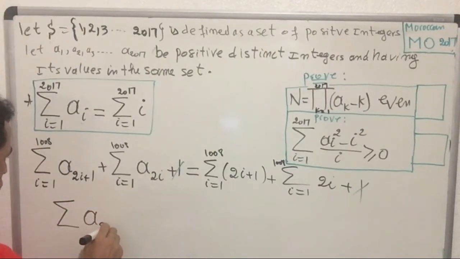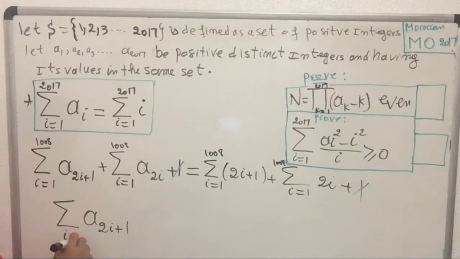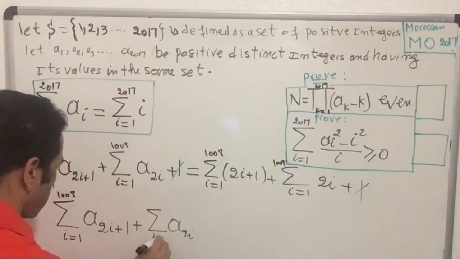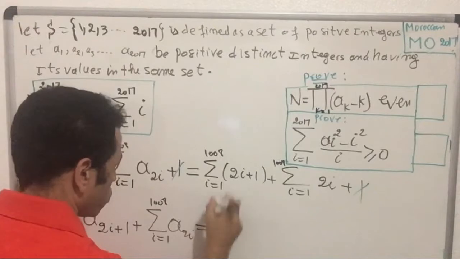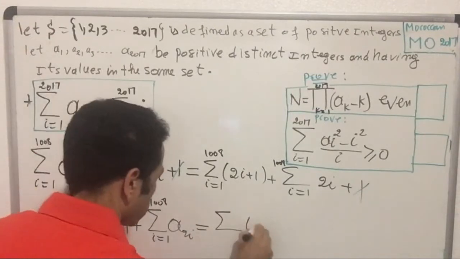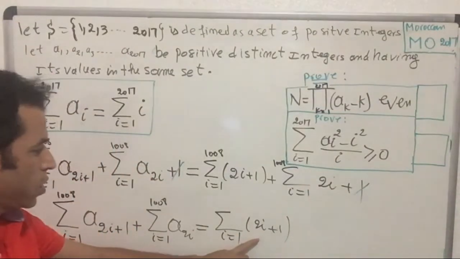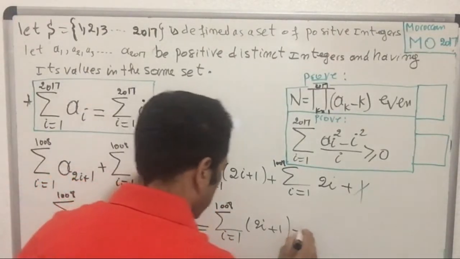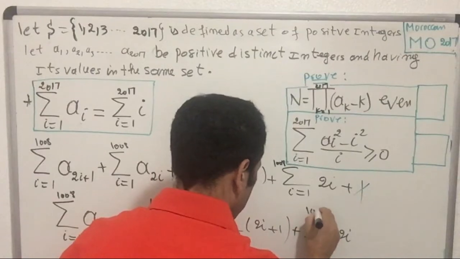The sum of A sub 2i plus 1, it goes from 1 to 1008, plus the sum of A sub 2i, I from 1 to 1008, equals the sum of 2i plus 1, because this is the form of an odd number, always 2i plus 1, plus this one, the sum of 2i, I from 1 to 1008.